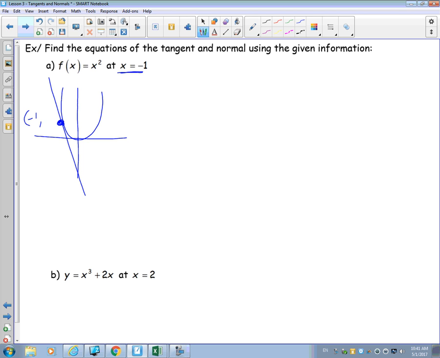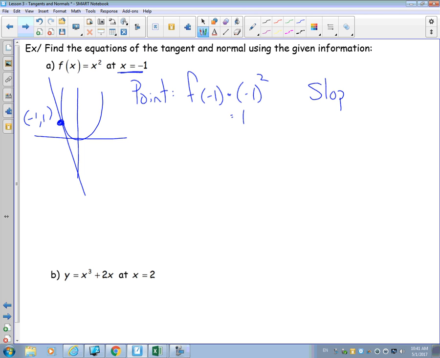I know part of the point is -1 and something. So to figure out the rest of it, I've got to figure out what's happening at -1. Well, -1 squared is 1. So I've got myself a point. I also need a slope.